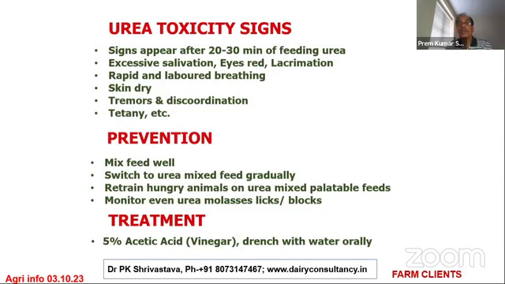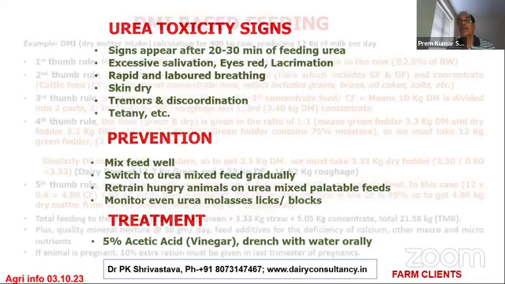Generally, the farmer does not understand that you should not move suddenly from dry straw to urea molasses treated straw. You take it gradually. The animal is not habituated to the urea smell and taste, so you have to move gradually. Urea molasses licks are also available nowadays on the farm, and it is a must to keep them. But if a hungry animal goes to that, it will eat more and lick more. Then toxicity can happen, otherwise not.